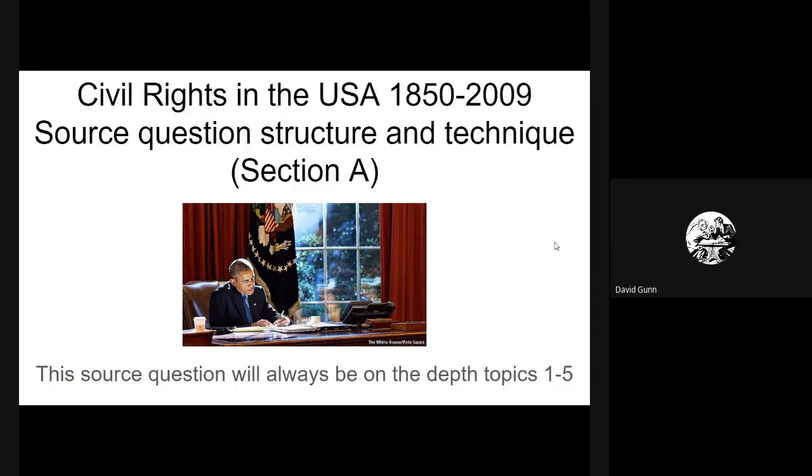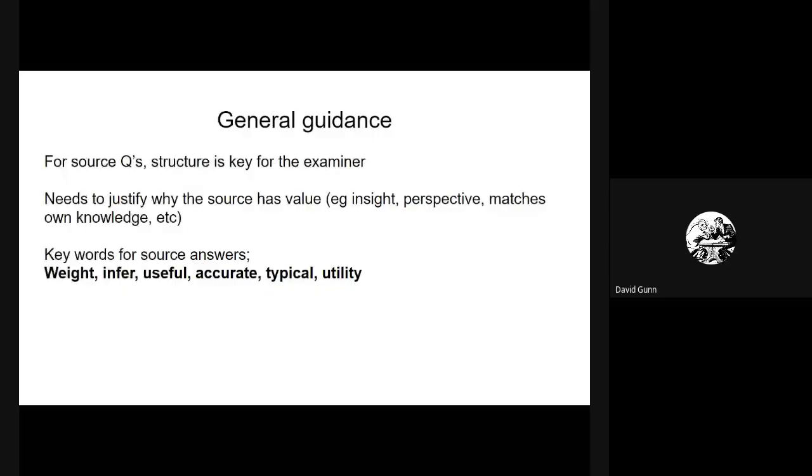Okay, so going on to just some general guidance about the source question. A lot of this is actually information that I received when I went on a course by an examiner who gave this information. So what he said was that the structure is very important for these questions. I'm going to go into that in more detail, but the examiners obviously are looking for a good structure to these answers, and I'll give you the suggested structure in just a minute.